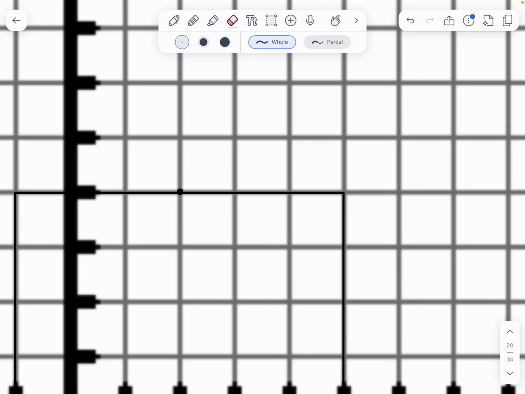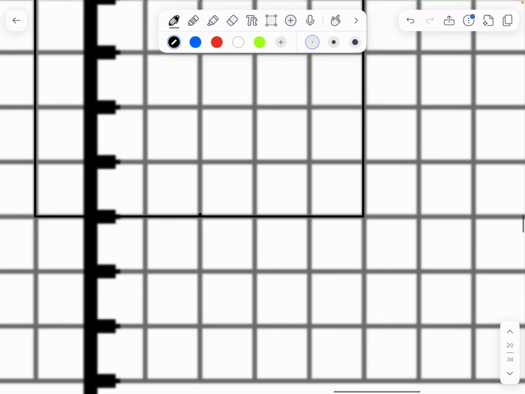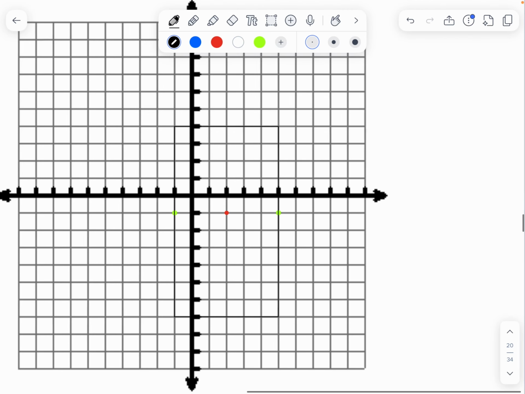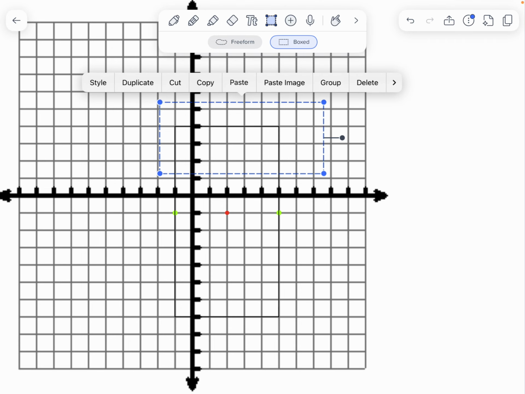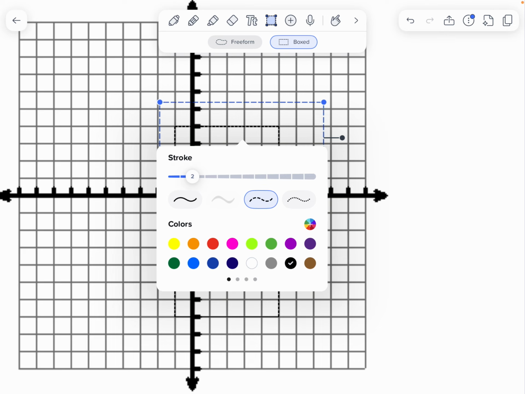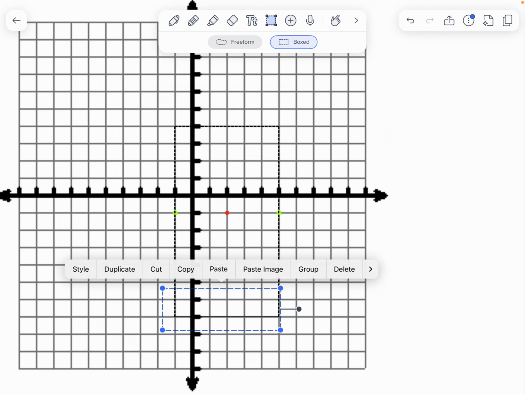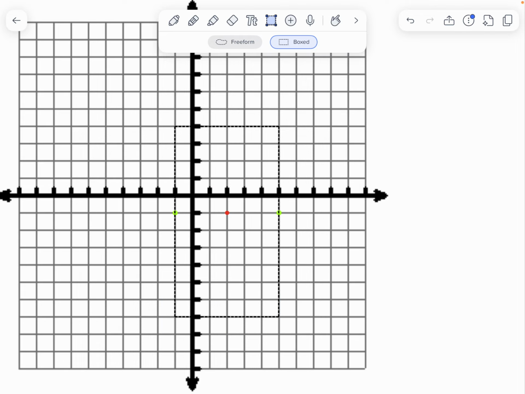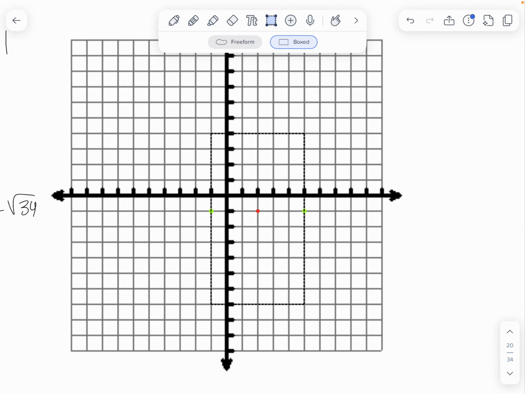And let's erase our original points. So here, erase that, and erase this. Okay, now let's convert this to dotted. Okay, now that we have that, we can construct the diagonal asymptotes, right? So let's do that. So a straight line.